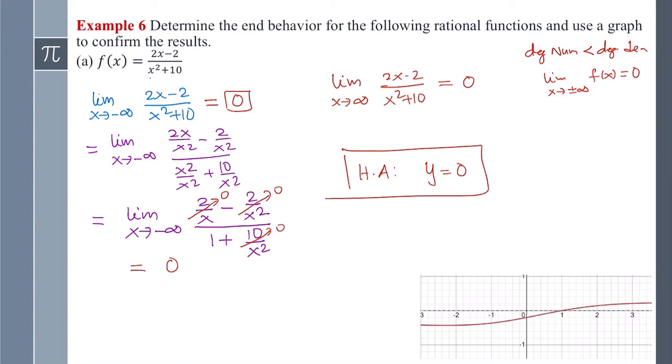So in the graph, we see that we have a function over here, and then this line is the horizontal asymptote, which is the x-axis. So it means when x approaches infinity or when x approaches negative infinity, the function goes closer and closer to that line.